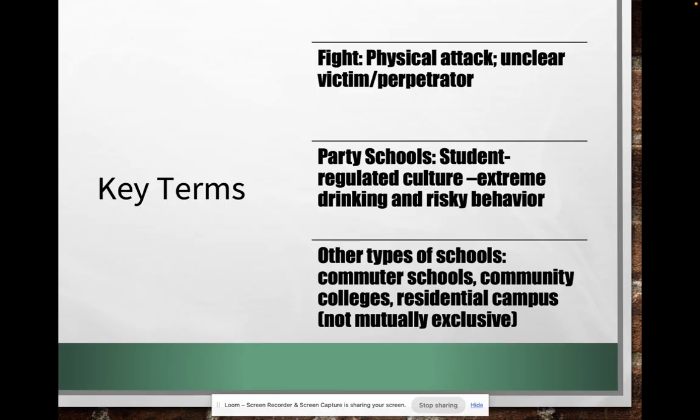However, there are other types of schools, as you all know. So there are commuter schools, community colleges, residential campuses where students live on campus, but they're not necessarily engaging so much in this party school stuff. And these concepts are not mutually exclusive. For example, Sinclair is a commuter school. Students don't really live on campus or even close enough to campus to walk that often. So it's a community college and it's a commuter school, right?